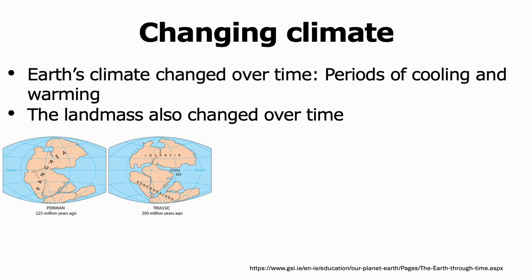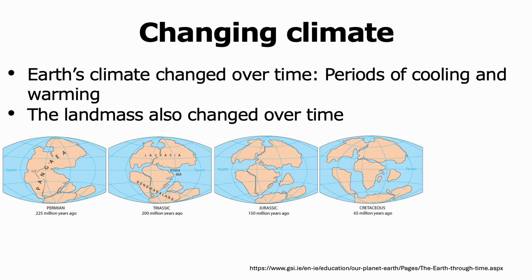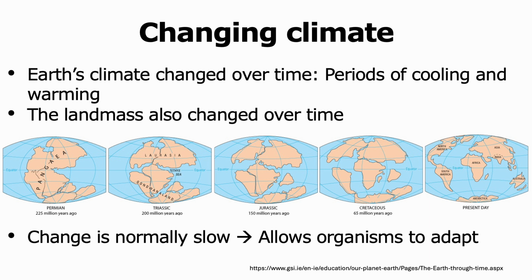As further time passed, the land masses started drifting apart, and as they kept drifting, the locations of these land masses started changing. And today, we are able to see the land masses the way they are. Thus, land masses also change over time, and the climate of those regions will also change. This change, however, is normally very slow, and it allows the organisms to adapt.